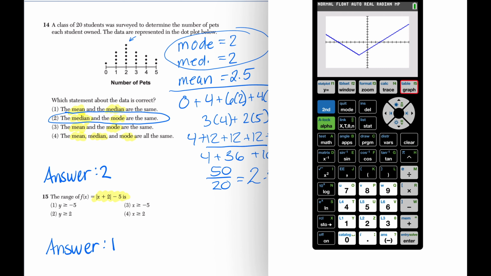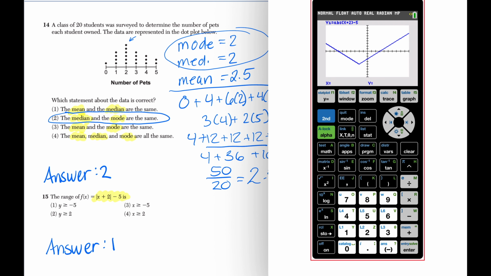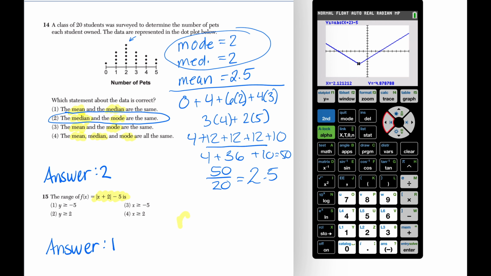What are you noticing about the y values? When I'm thinking about the range and tracing the graph, I'm noticing that my y's are all above -5. It never gets below -5. So for my range, thinking of my y values, y has to be greater than or equal to -5.